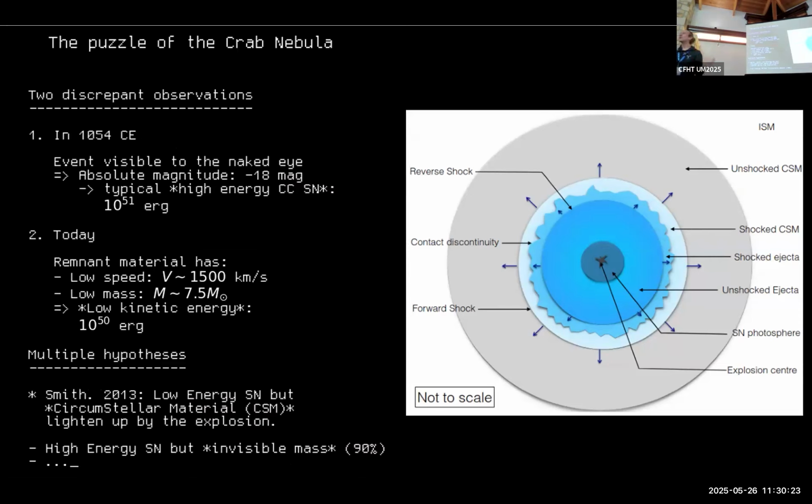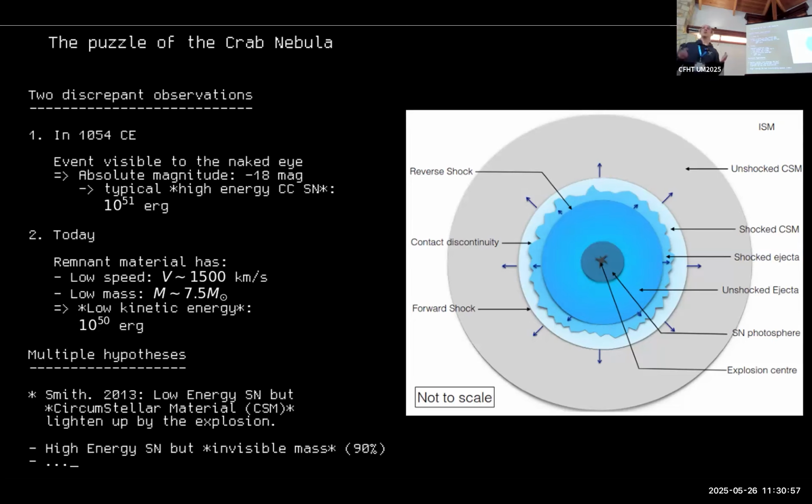It was one of the most studied objects in astrophysics, but still we don't know the origin of this remnant, and especially the question of the explosion: is it a low energy explosion or a typical high energy explosion? The problem comes from the fact that we indeed observed the explosion of the Crab Nebula in 1054. So it makes it, in principle, a high energy supernova.